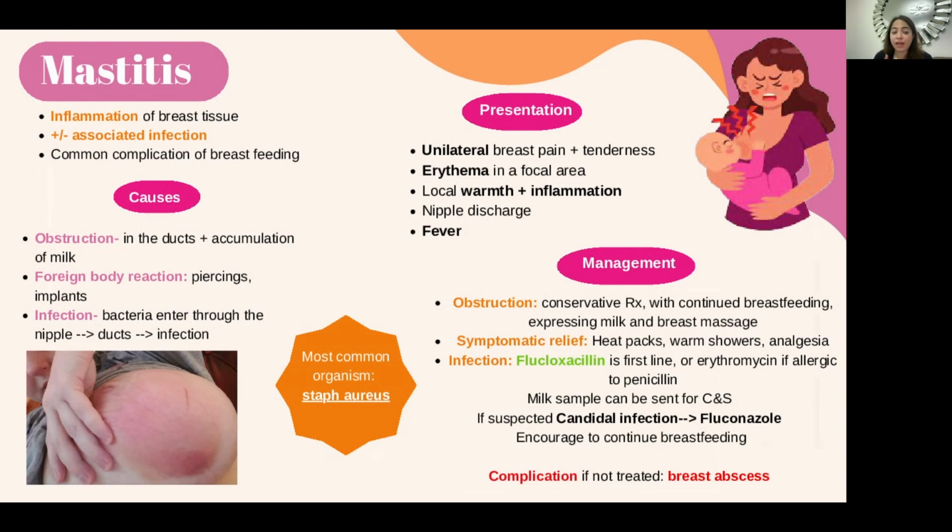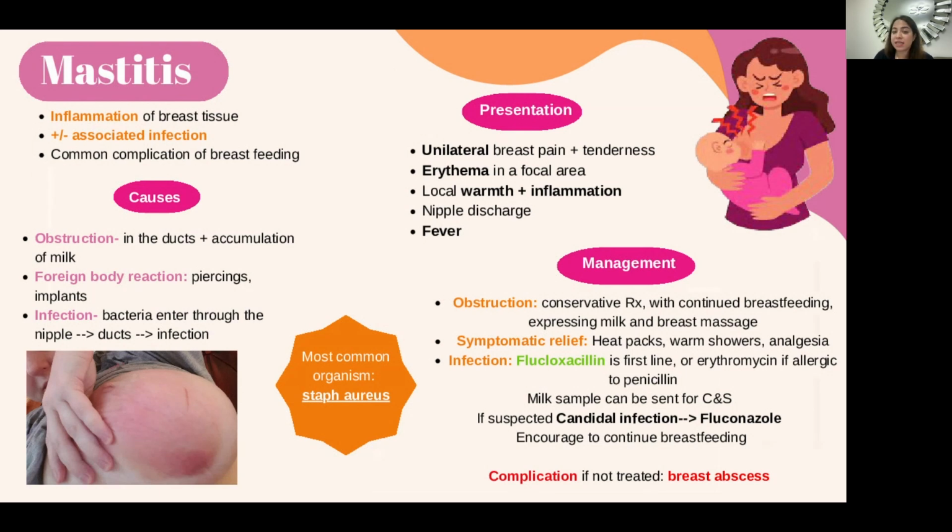It could be a reaction to foreign bodies, such as piercings, implants, and things like that, or there can be a route for bacteria to enter through the nipple, going into the ducts, and then causing infection, which then leads to mastitis. There are different organisms that can be implicated in mastitis with infection, but the most common organism, and one that's asked about in exams, is Staph aureus. So that's one thing for you guys to be aware of.